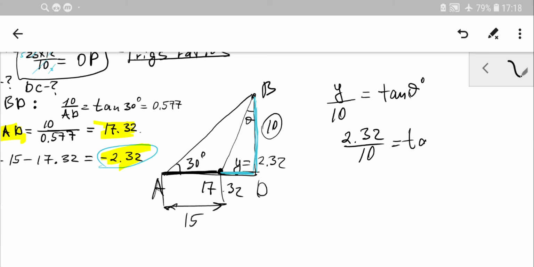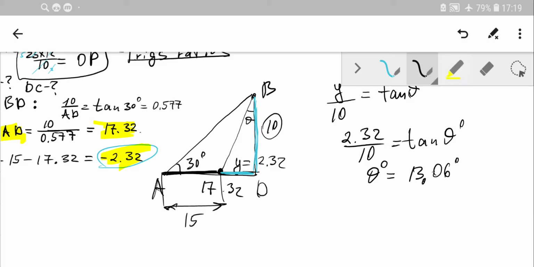So that's tangent theta. Okay, now guys, using the calculator to figure out the reciprocal function, the inverse function for tangent, go to second, tan, for 2.32 over 10. That's your tangent inverse. So actually, I've got theta equals 13.0761, so it would be 13.06 degrees. So that's the value for theta.